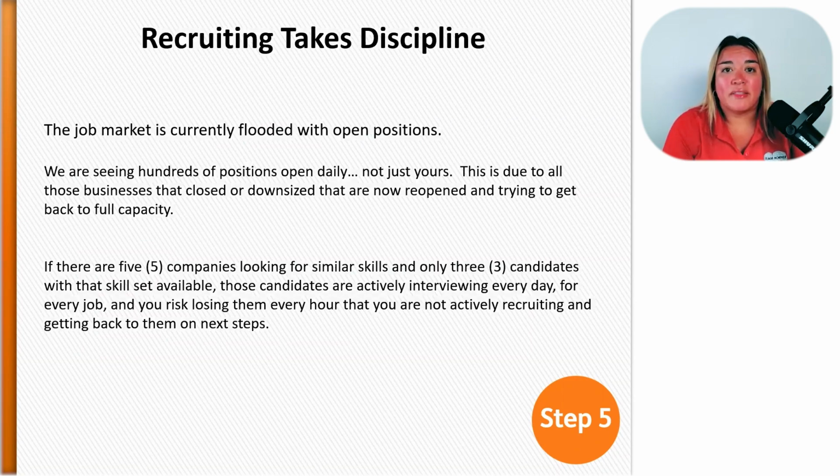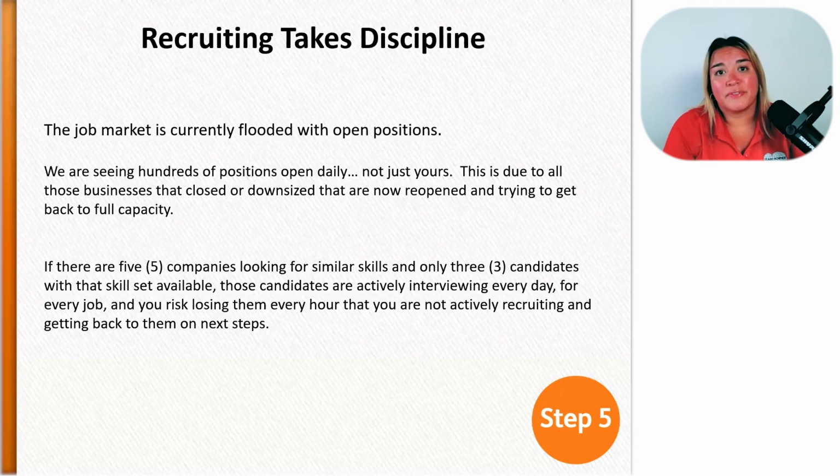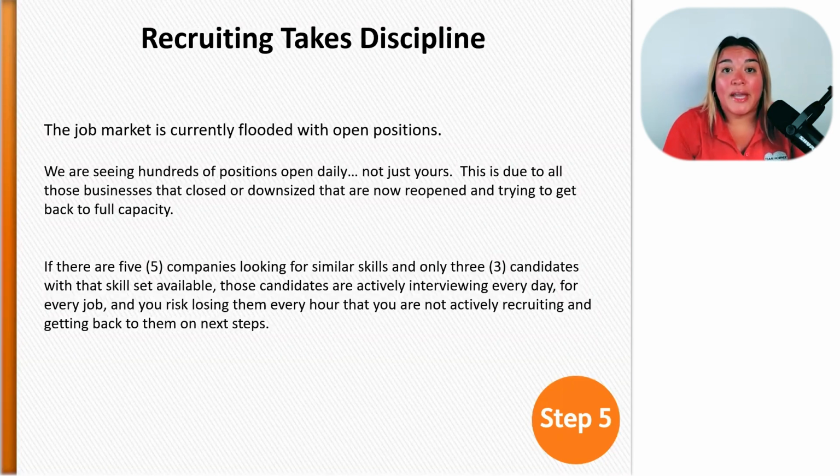So let's think about it this way. If there are 5 companies looking for a similar skill set, meaning there are 5 companies out there looking for a driver, but there are only 3 driver candidates available, those driver candidates are going to be actively interviewing every day, for every job. And you're risking not having them come to work for you if you're not looking at your applicants every single day, if you're not talking to them, if you're not giving them contact information and setting expectations as to how the hiring process is going to go.